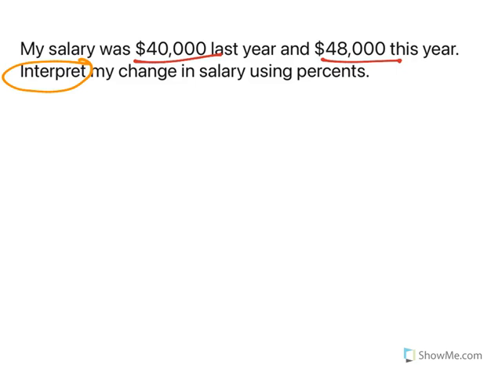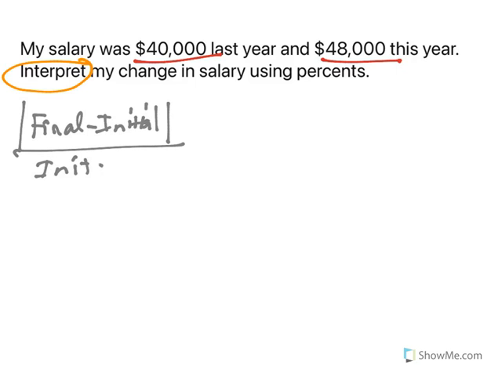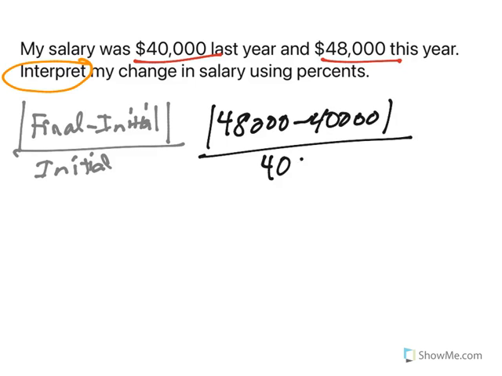So let's go ahead, start these by finding relative change, changing to a percent, and then using that percent in the multiple choice. Okay, so remember, we're dealing with the final value minus the initial value, absolute value of that, over the initial value. So my final value is 48,000. So 48,000 minus 40,000 divided by the initial of 40,000.